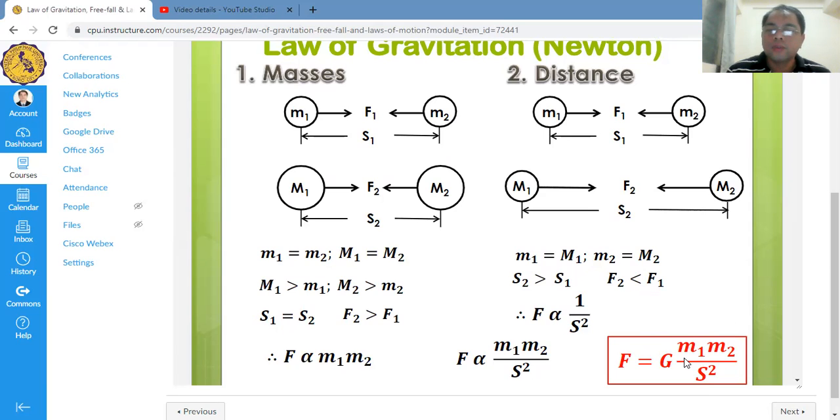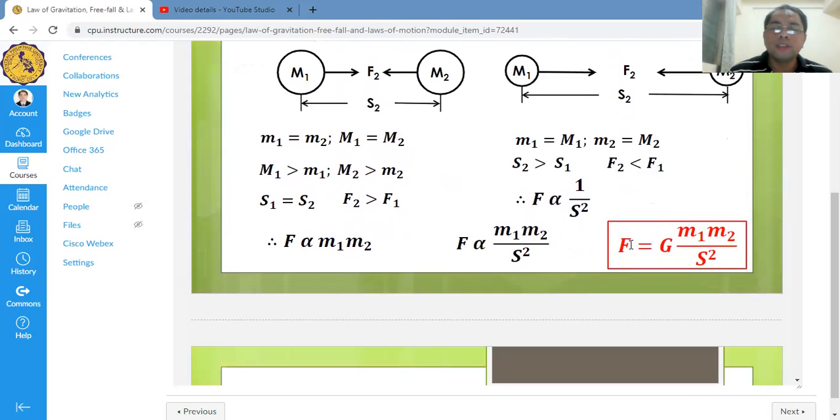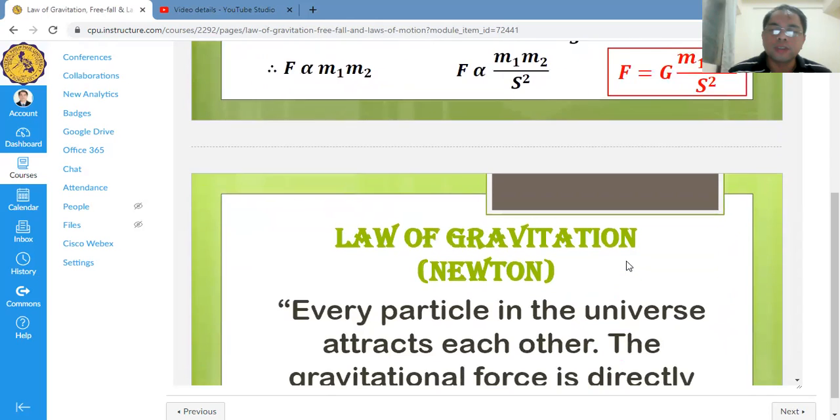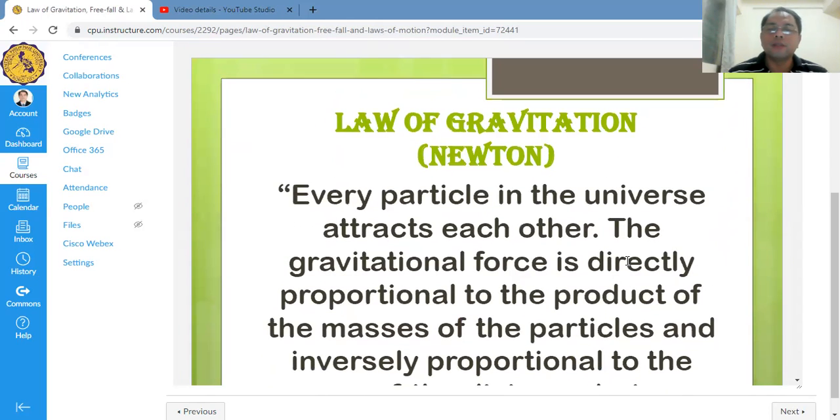We have this law that was first formulated by Isaac Newton. This is one famous law, and we see this now in some other concepts in our physics, with a very similar expression. So again, that's the law of gravitation. Every particle in the universe attracts each other. The gravitational force is directly proportional to the product of the masses of the particles or the objects.